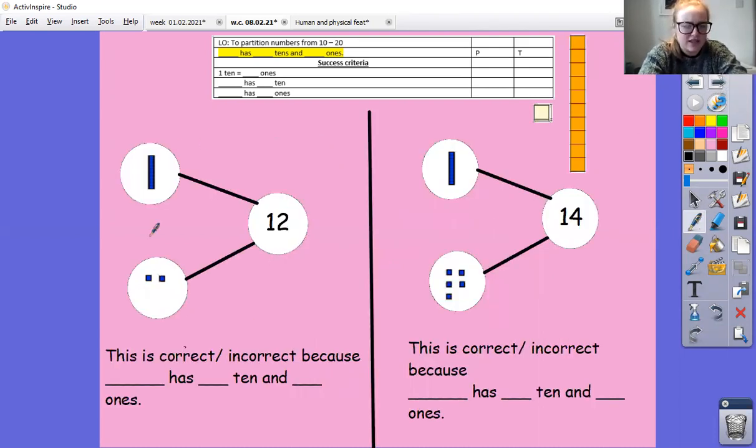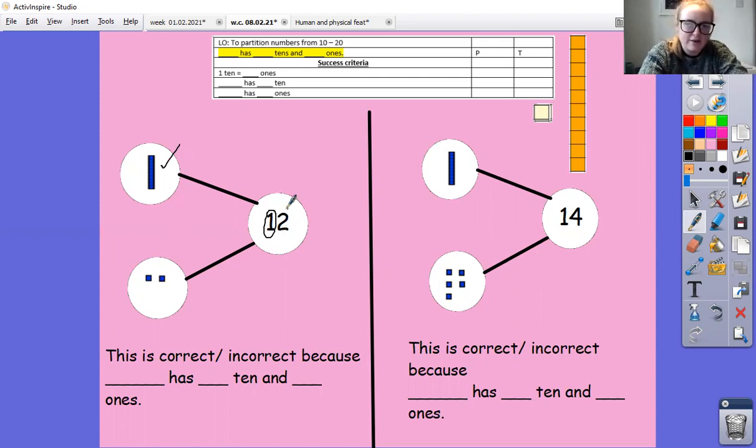Okay, let's have a go at this one together. So is this correct or incorrect? Here I have the whole as 12. How many 10s does 12 have? Well, let's have a look. 12 has 1 ten. So one of these parts should be 1 ten. I've said that this is my 10s here, and there is 1 ten here, so this is correct.